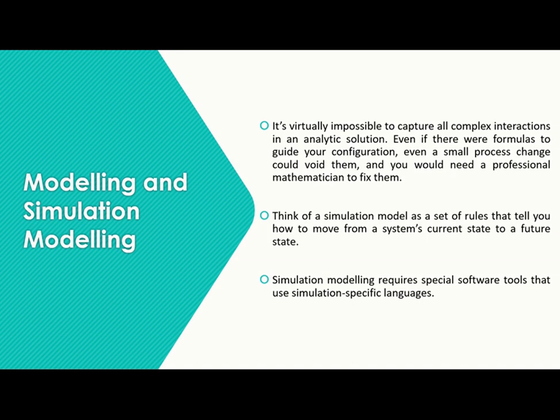Running it builds a trajectory of the system's state changes. Think of a simulation model as a set of rules that tell you how to move from a system's current state to a future state. The rules can take many forms, including differential equations, state charts, process flow charts, and schedules. The model's outputs are produced and observed as the model runs.